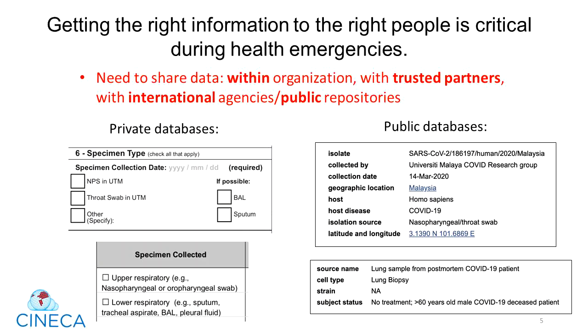Getting the right information to the right people is absolutely critical during public health emergencies, whether that's via data sharing within an organization, between trusted public health partners, with international organizations, or with repositories. But sharing can be difficult when contextual data is encoded in different ways. For example, on the left side of the slide, you can see excerpts of case report forms used by two different public health agencies right here in Canada.